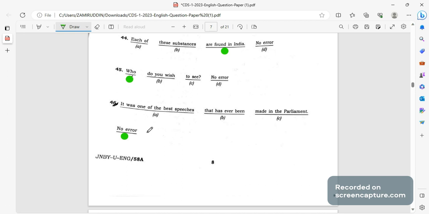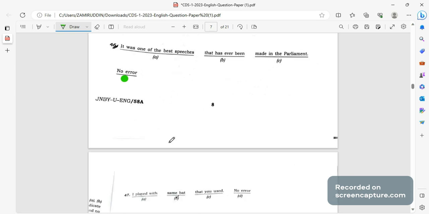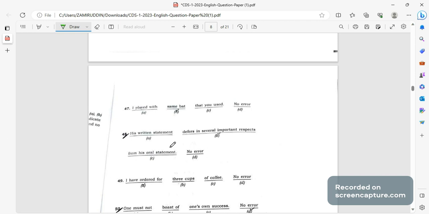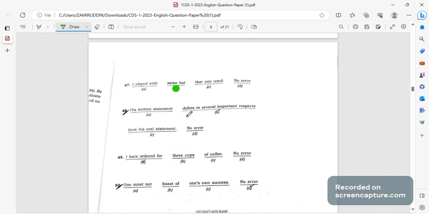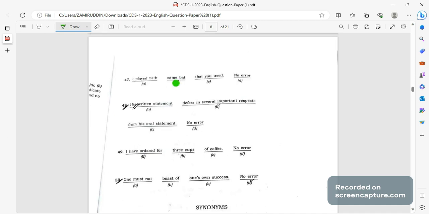You see the questions, you see the sentences and read it. It was one of the best speeches that has ever been made in the parliament. So there is no error. I played with same bat. I played with the same bat. So the should be the correct. We should use the that you used.